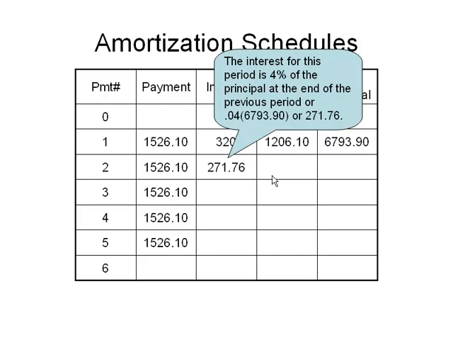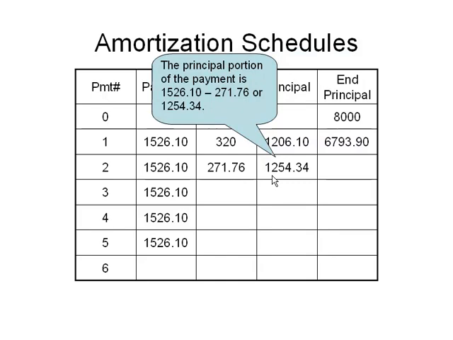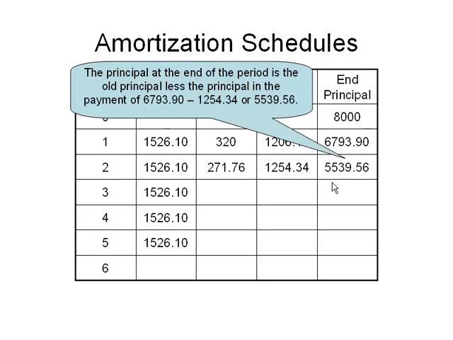To figure out the principal, I'll go ahead and take my payment, $1,526.10. I'll subtract off the interest, which is $271.76. So I know what I'm paying towards the principal is $1,254.34. Subtract that off of my principal over here, and now my new principal, what I owe at the end of this payment, is $5,539.56. So this is a pretty straightforward process.